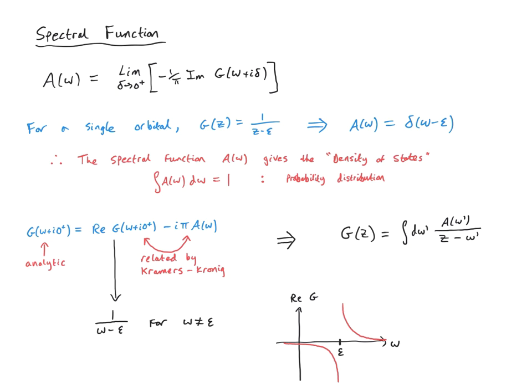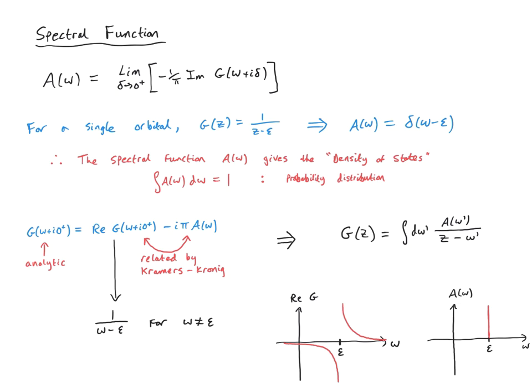But for all intents and purposes, when we're not at omega equals epsilon, we simply see a regular function 1 over omega minus epsilon. So this function 1 over z minus epsilon in the limit of delta goes to 0 plus is rather an interesting one. The imaginary part is only finite when omega is equal to epsilon, when we get a delta function, whereas the real part is only finite and regular when omega is not equal to epsilon, in which case we get 1 over omega minus epsilon.